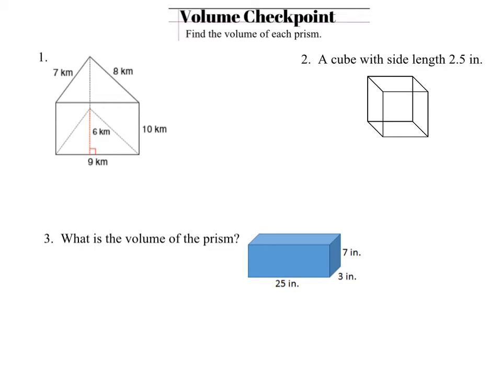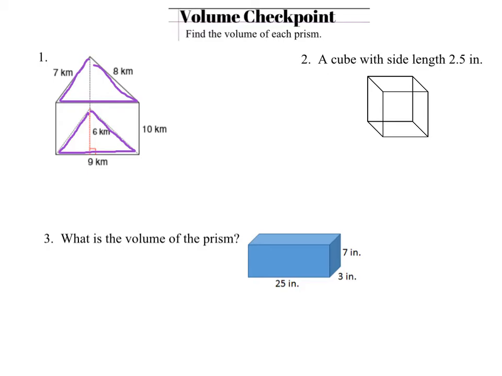So this first shape I see is a triangular prism. Again, a prism gets its name from the shape of its base. A prism has two parallel bases. So this prism is a triangular prism. Its base is a triangle. It has two triangles. They are parallel to each other. They don't touch. So yesterday we learned there were two formulas for volume of a triangular prism.